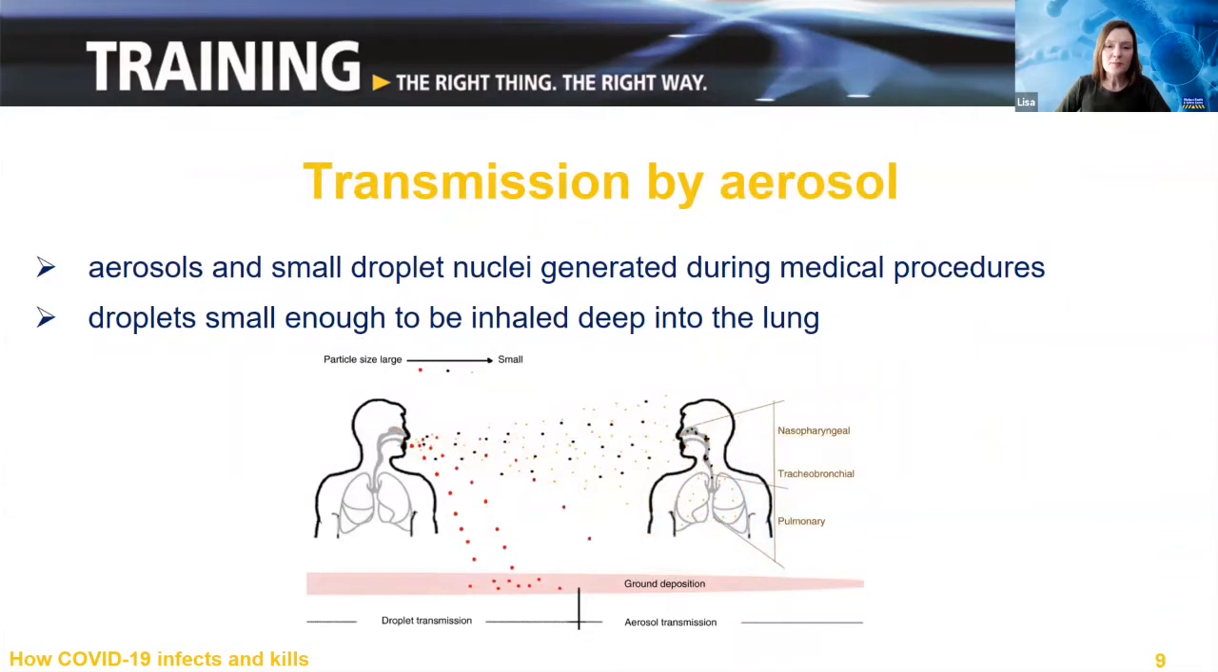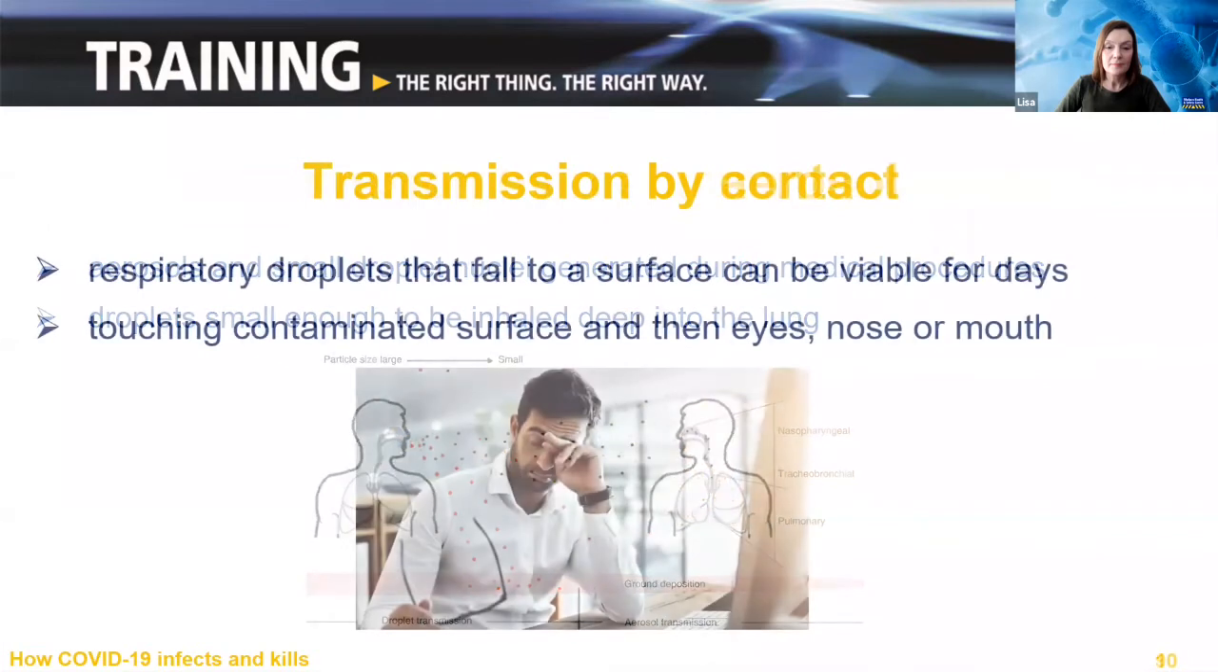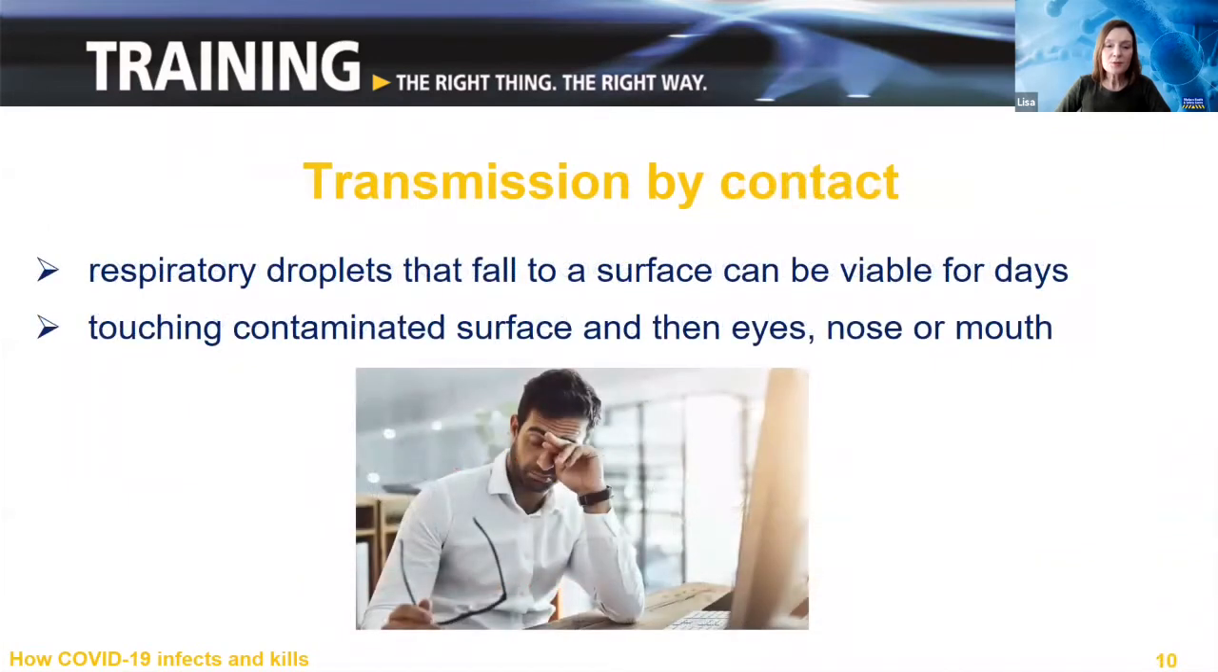Droplets smaller than 5 microns, also called droplet nuclei, may remain suspended in air for significant periods of time and can infect if the virus directly contacts the eyes, nose, or mouth of another individual prior to settling on a surface. Once respiratory droplets fall to a surface, they can remain viable for several hours to several days. Workers can also be exposed to the virus through contact with a contaminated surface if they touch their eyes, nose, or mouth with their hands.